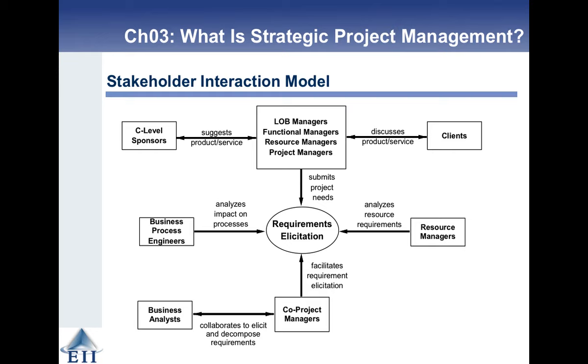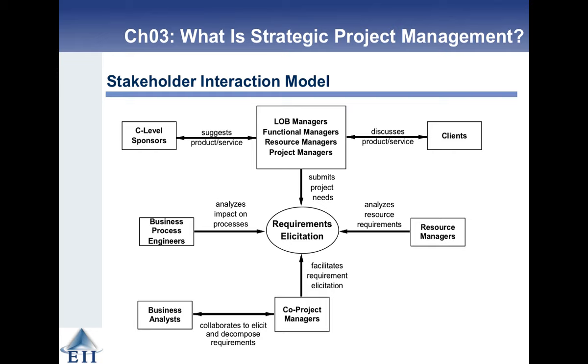And here's a stakeholder interaction model. Again, an organisation is made up of people, right? So you have the C-level sponsors, the top line managers, the C-suite, Chief Executive Officer, Chief Financial Officer, Chief Legal, Chief Information Officer, all those people. And then below those you've got their managers of various sorts, and those managers may have clients, outside people that they talk with.